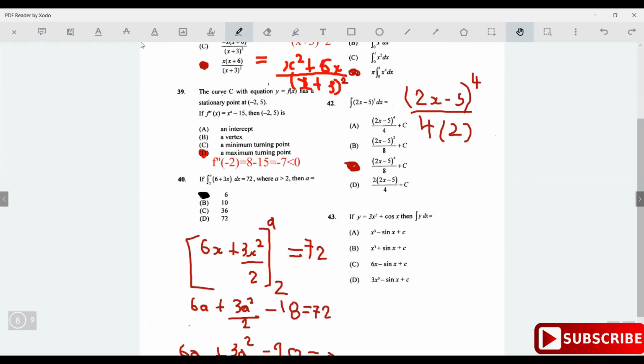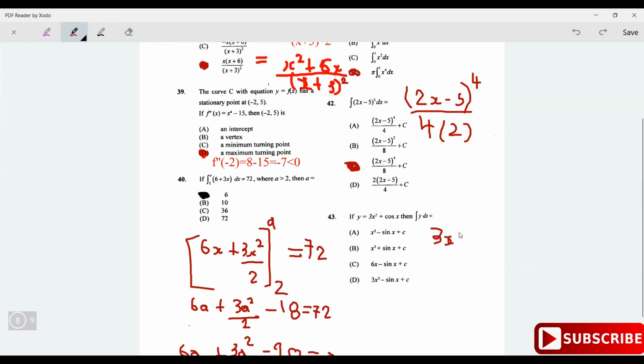Next question, 43. If y is equal to 3x squared plus cos x, what's the integral of y? When you integrate 3x squared, you add 1 to the power, so that would become 3x cubed, divided by the new power of 3. And then when you integrate cos x, you get sine, so plus sine x. But 3 over 3 cancel, so let's get x cubed plus sine x. Is option B. Soft. Next question.